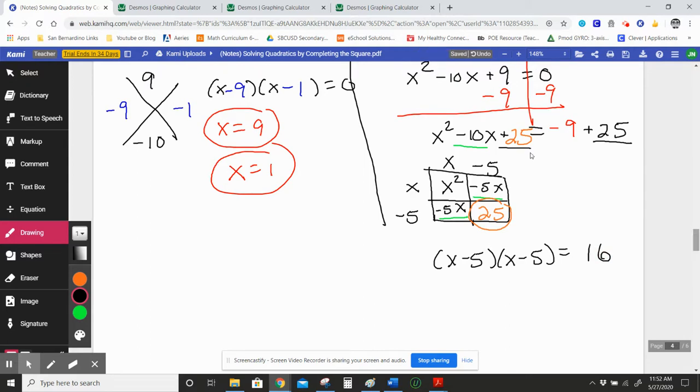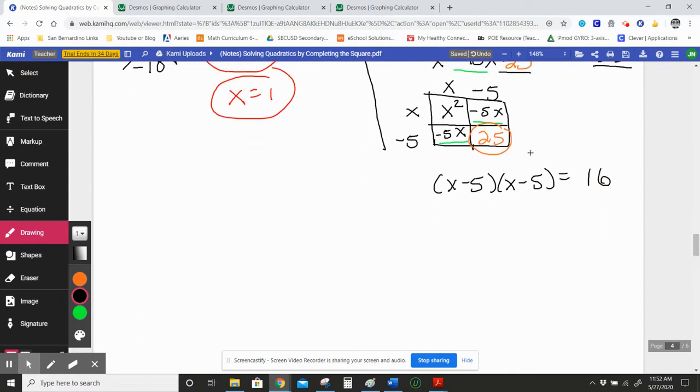If I simplify this further, I know that this is a perfect square, so I can put a square on top of it. I can rewrite this as x minus 5 squared is equal to 16. I can solve this now by using square roots. If I take the square root of this side and the square root of this side, I'm left with x minus 5 is equal to plus or minus the square root of 16, which happens to be plus or minus 4.